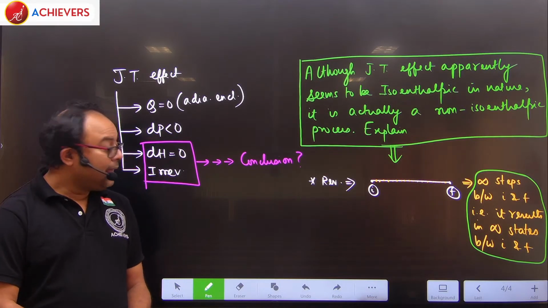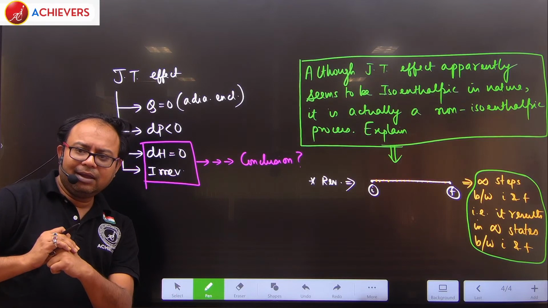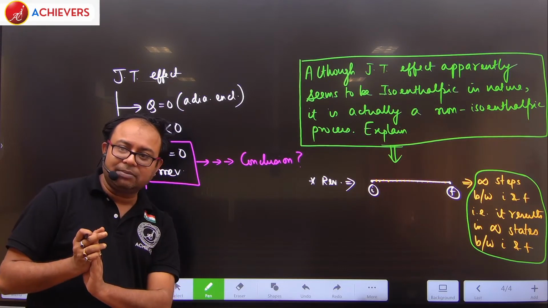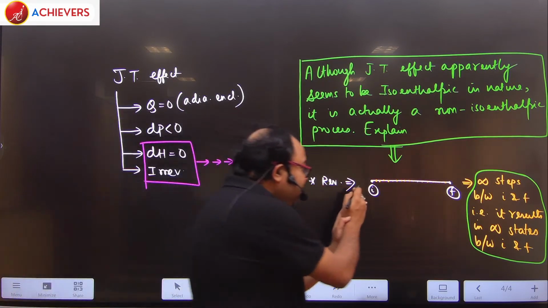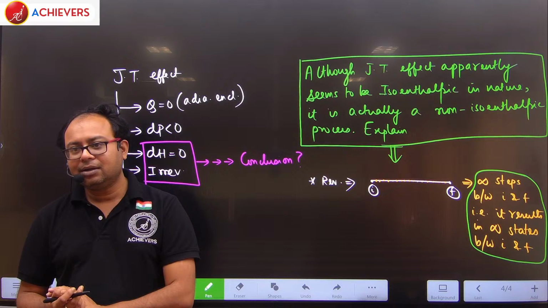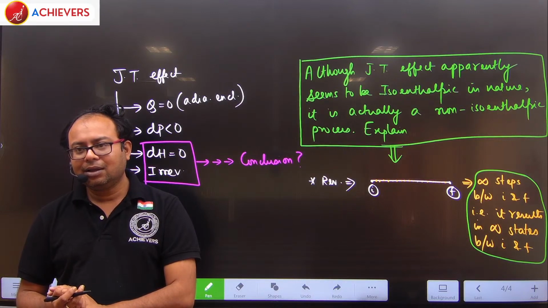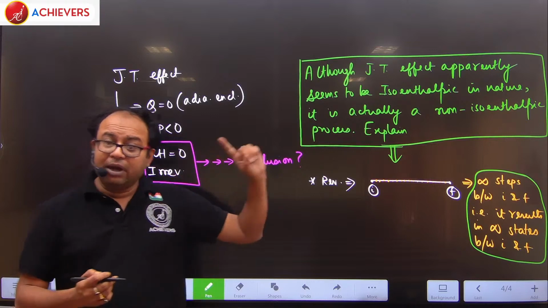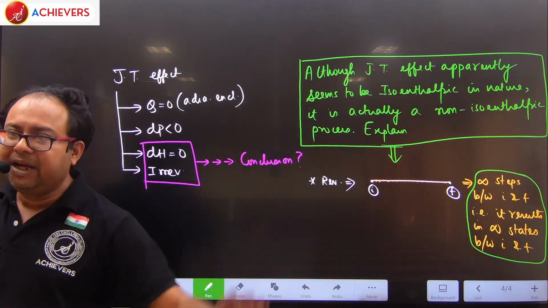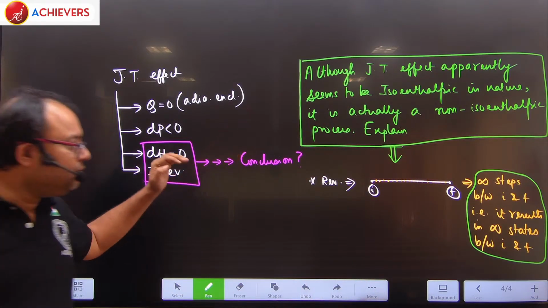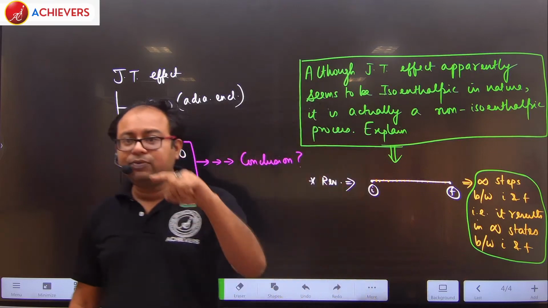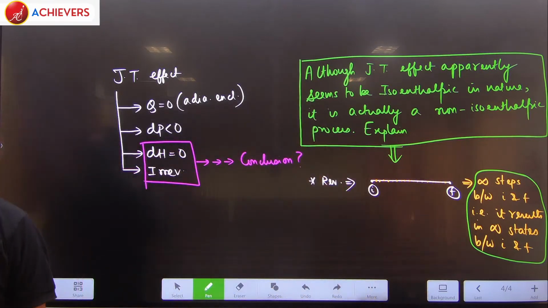Now, had the process been reversible, if the Joule-Thomson process had been a reversible process, then between the initial and the final states you would get an infinite number of steps, an infinite number of states, and thereby H will be held constant for all those infinite states.